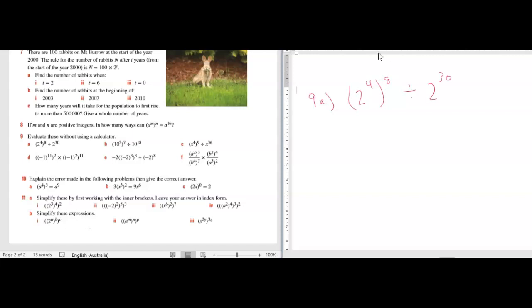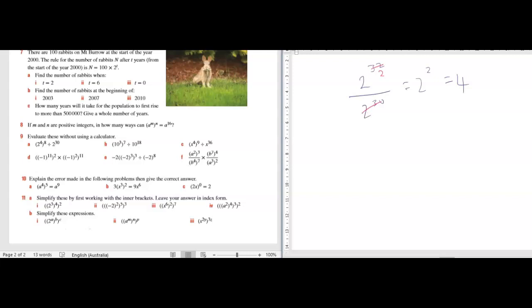So using a number of index laws here, so we're multiplying these powers. So 4 times 8 gives you 32. I prefer to write my division as a fraction. So now we can easily cancel these powers out. So remember, when you're dividing, your powers are subtracted. So 32 minus 30 gives you 2. So we're left with 2 to the power of 2, which is 4. So it says evaluate. So we need to put it into a whole number and not leave it in index form.